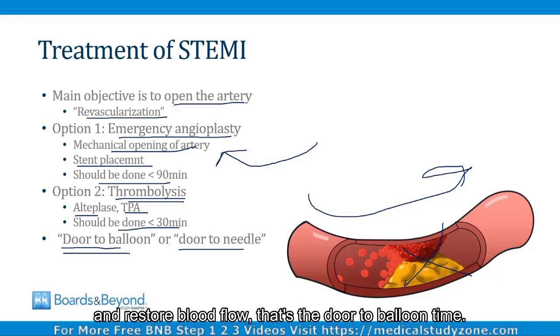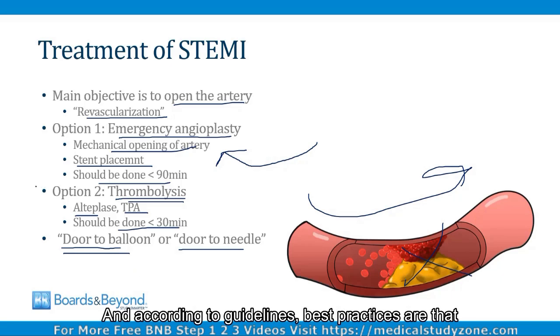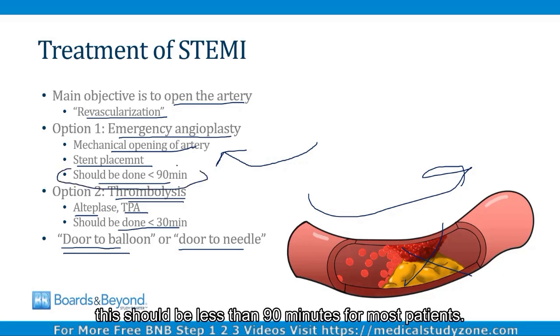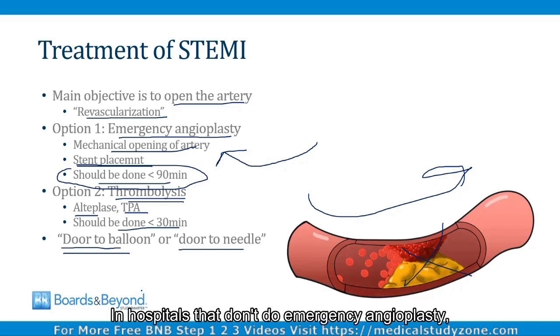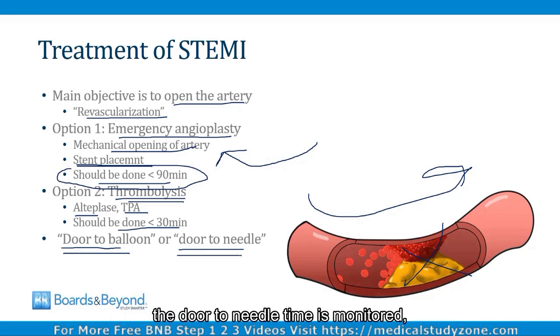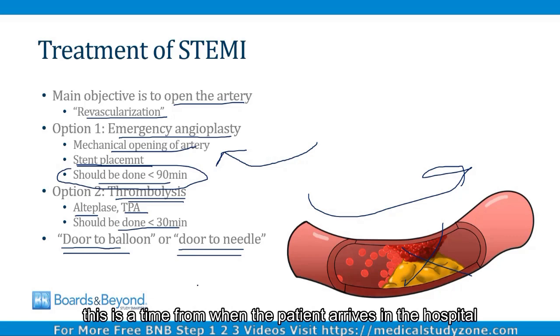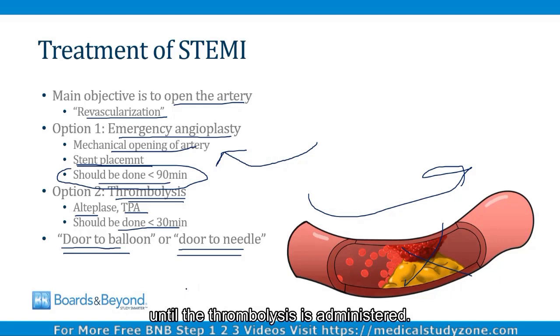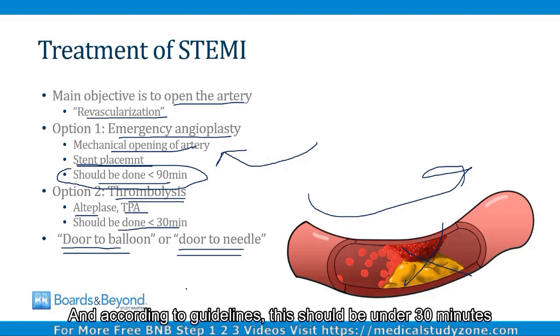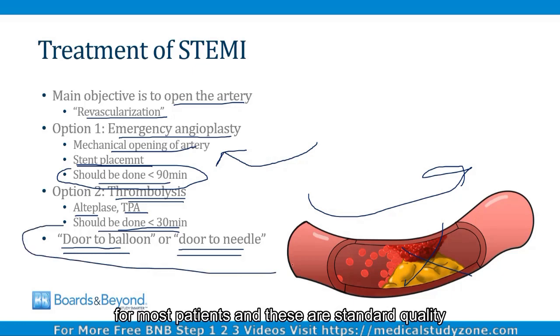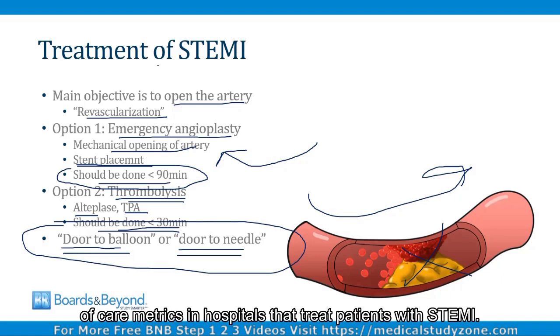That's the door-to-balloon time. And according to guidelines, best practices are that this should be less than 90 minutes for most patients. In hospitals that don't do emergency angioplasty, the door-to-needle time is monitored. This is the time from when the patient arrives in the hospital until the thrombolysis is administered. And according to guidelines, this should be under 30 minutes for most patients. And these are standard quality of care metrics in hospitals that treat patients with STEMI.